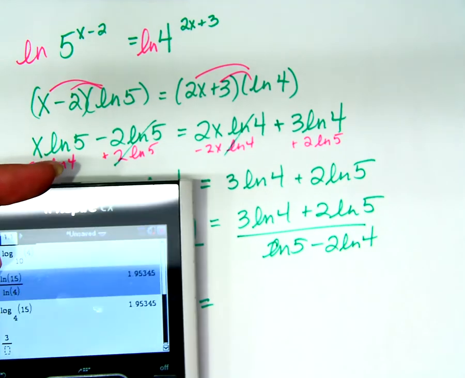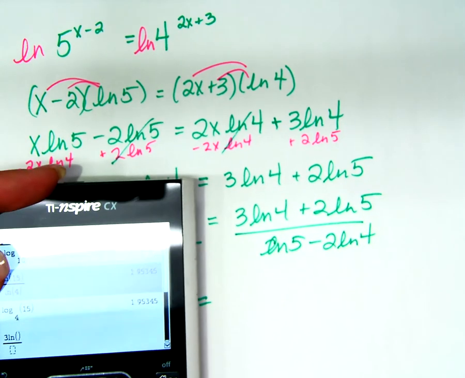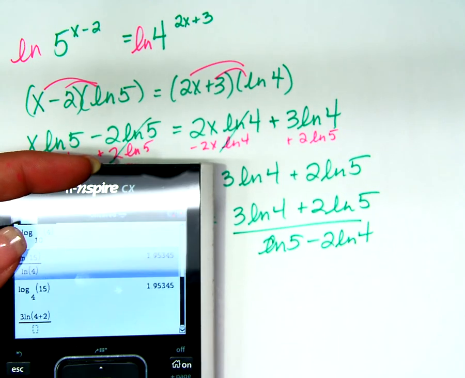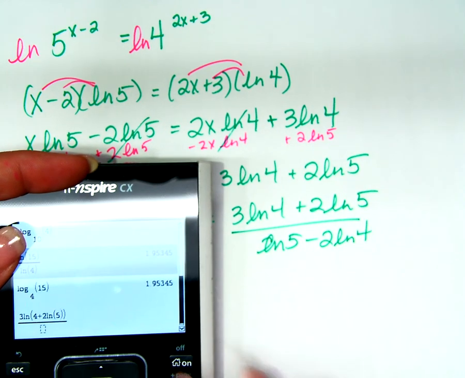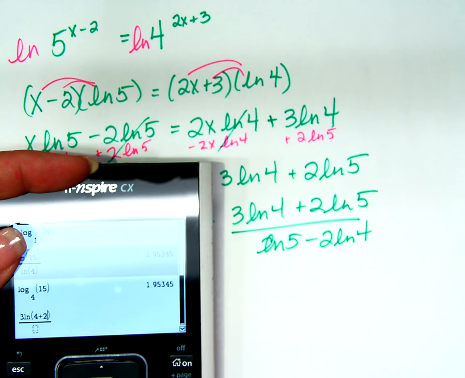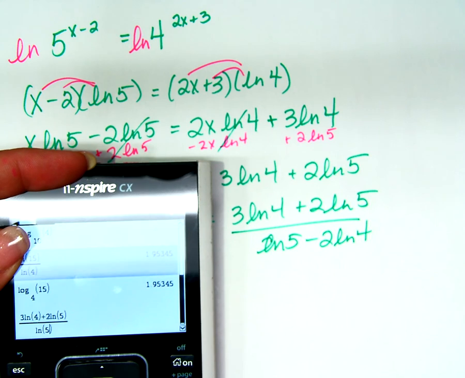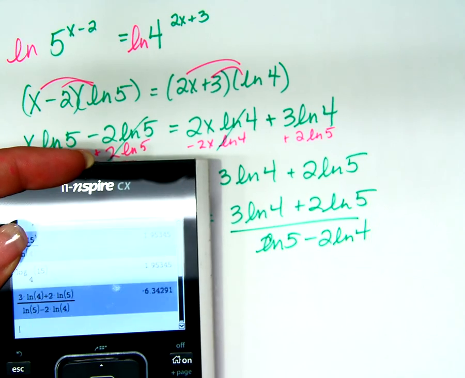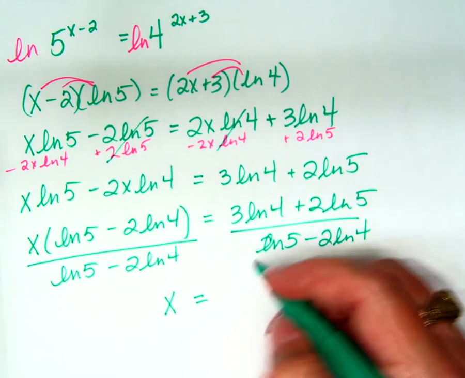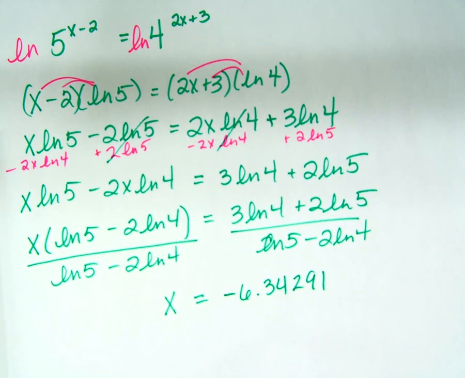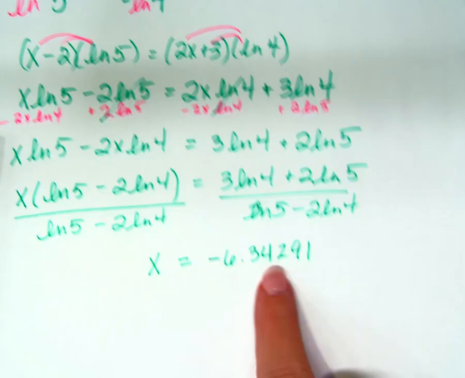Three natural log of 4 plus 2 natural log of 5. And then natural log of 5 minus 2 natural log of 4. Negative 6.34291.